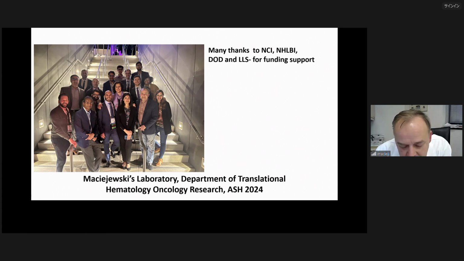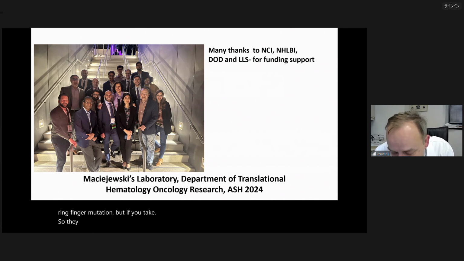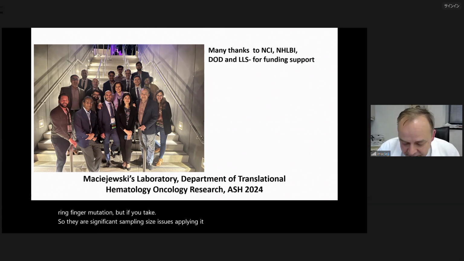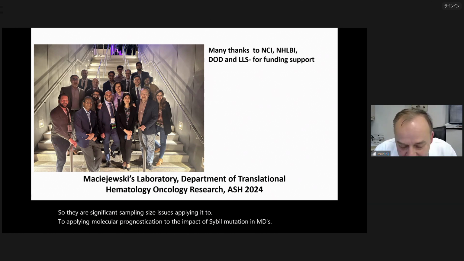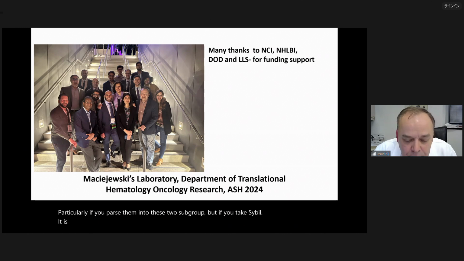Well, again, not an easy analysis, because frameshift mutations in CBL are by far less common than RING finger mutations. There are significant sampling size issues in applying molecular prognostication to the impact of CBL mutation in MDS, particularly if you parse them into these two subgroups. But if you take CBL, it is an independent poor prognostic factor, irrespective of ELN subclassification in MDS.